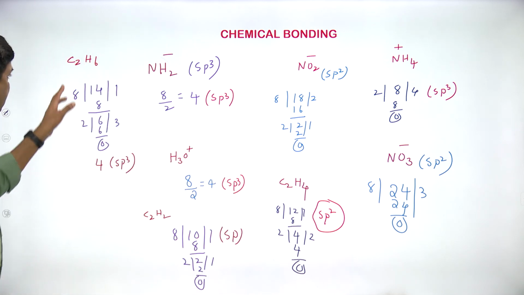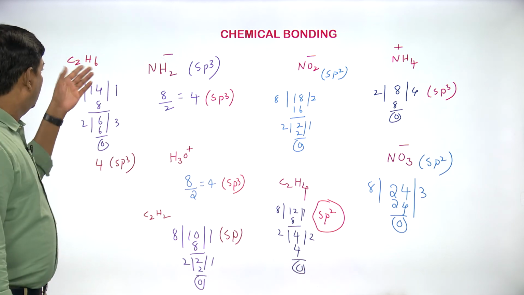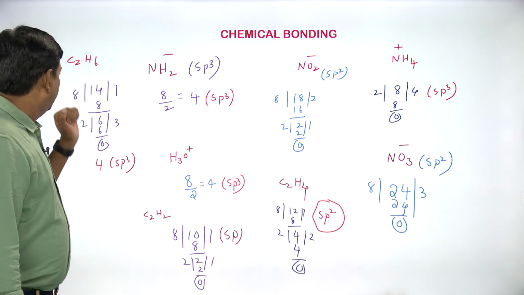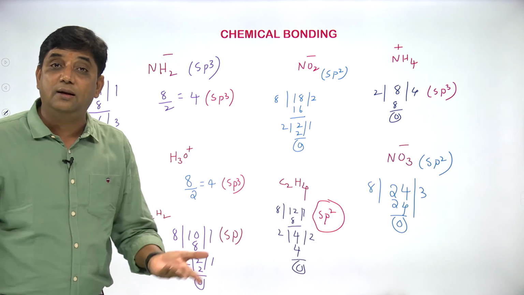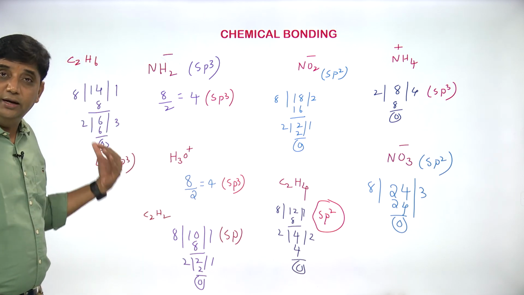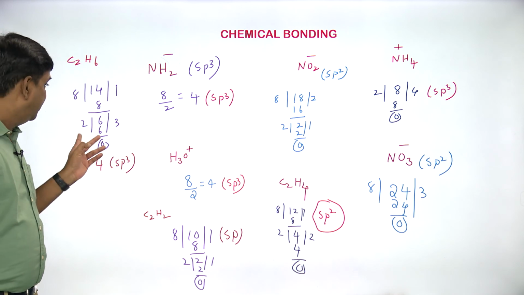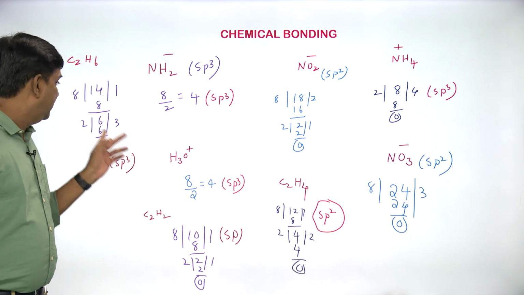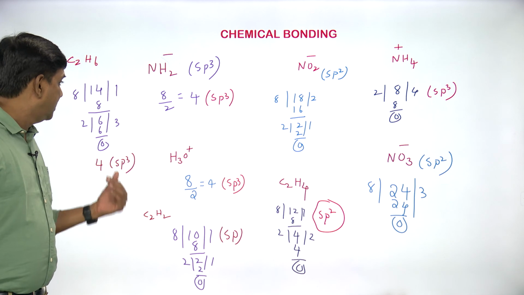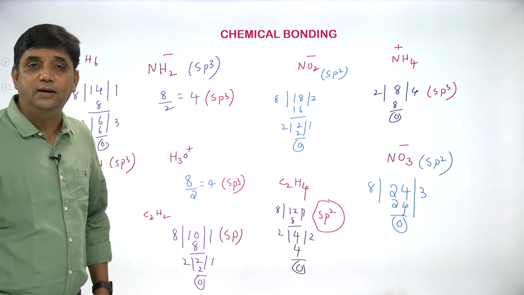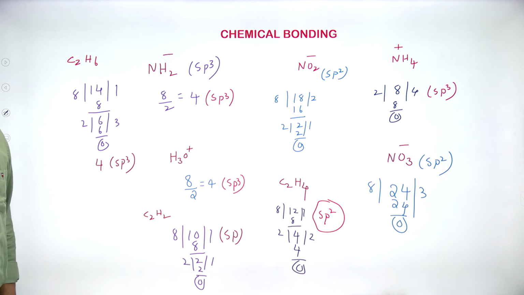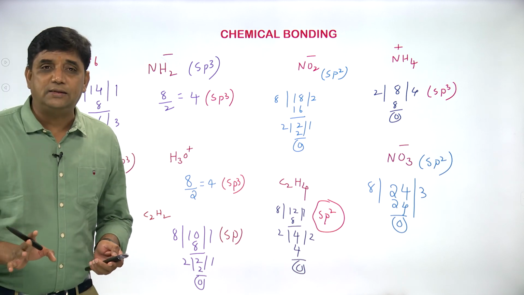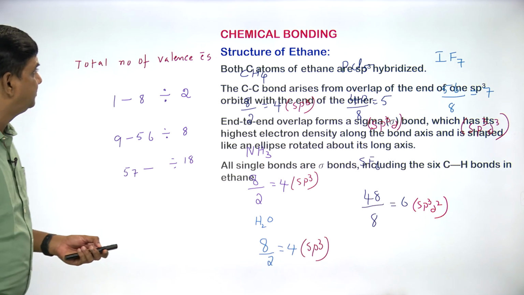So for C2H6, this is how you have to do it. 14 means 8 ones are 8, remainder 6. You have to go on dividing till the remainder comes 1 or 0. Now 6 came, so the division needs to be continued. As 6 lies between 1 to 8, again 2 threes are 6, remainder 0. So 3 plus 1, 4, sp3 hybridization. This is how it must be done, students. So these are all the best techniques for hybridization.